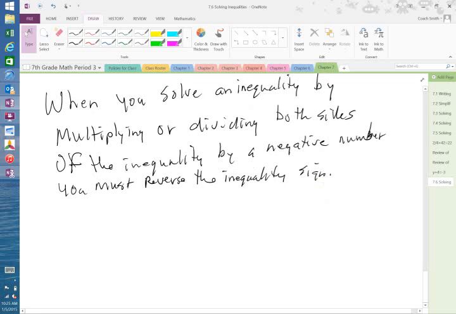Okay, I'm going to do a very simple example to prove this to you, so hopefully you understand what we're talking about. If I have negative 4x greater than 16. Now to solve this, you follow the same process. What are we doing mathematically on the left side of the inequality? We're multiplying. What are we multiplying by? Negative 4. So to solve, I must divide both sides by negative 4.